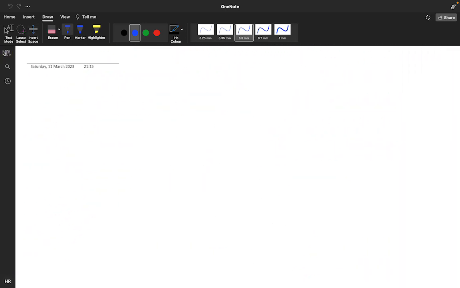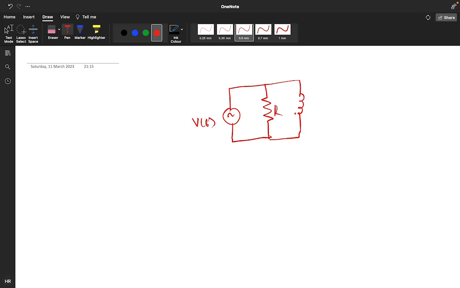See, suppose we have the network like this. This is your R part, this is your L part, overall connected to V of t. This is R, this particular is L. So both are parallelly connected. In a parallel connection, what is the net equivalent? R1 R2 divided by R1 plus R2, right?